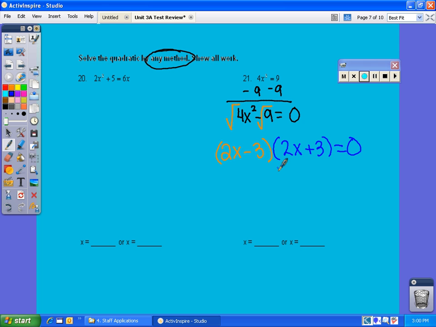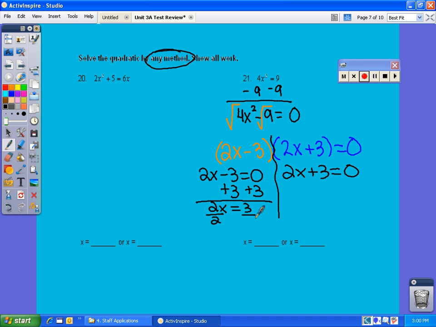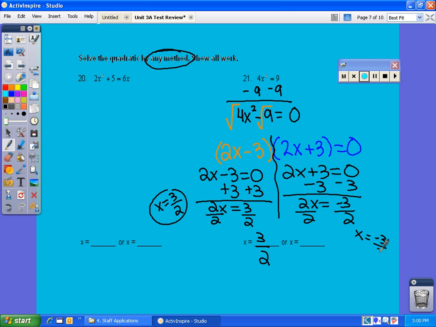So now I take each of my factors and make them both equal to 0. So the first one would be 2x minus 3 equals 0, and the one on the right is 2x plus 3 equals 0. Add 3 to both sides. Divide by 2. x equals 3 over 2. On the other side, minus 3. 2x equals negative 3. Divide by 2. x equals negative 3 over 2.